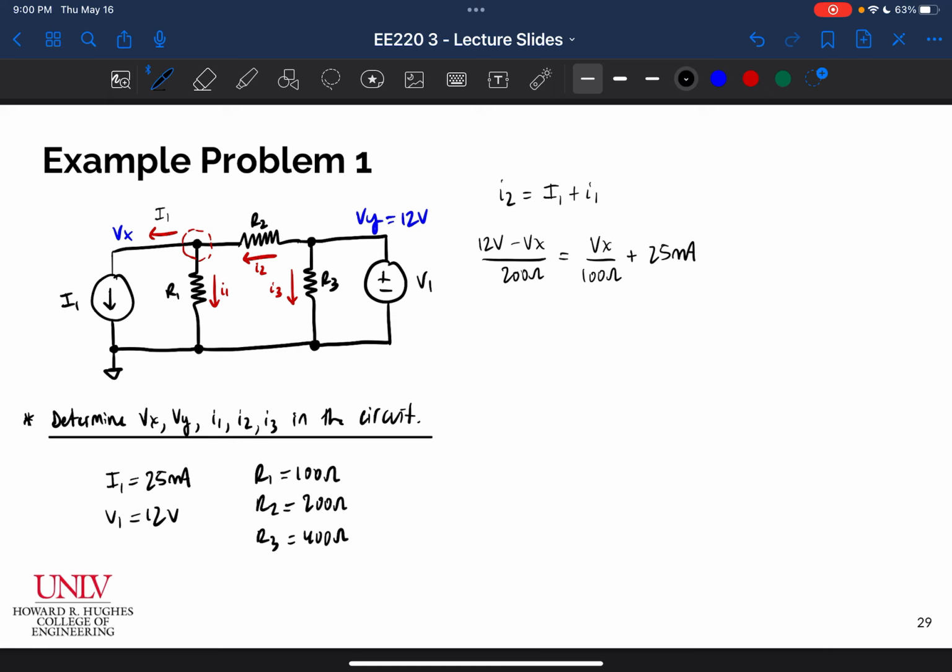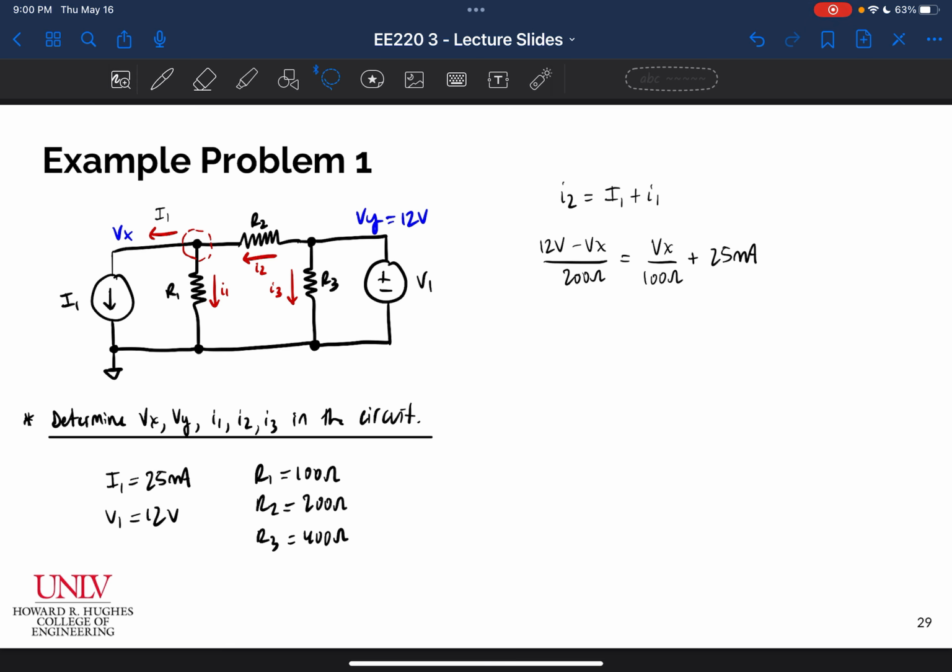I'm going to multiply both sides by 200, so that's going to get rid of my fraction. So basically, let me just move everything over. And then right here, I'll multiply by 200. And here I'll multiply by 200. So the 200 goes away on this side. I get 12 volts minus Vx is going to be equal to 2Vx plus 0.2K times 25 milliamps, which is basically going to give me 1.25 volts.